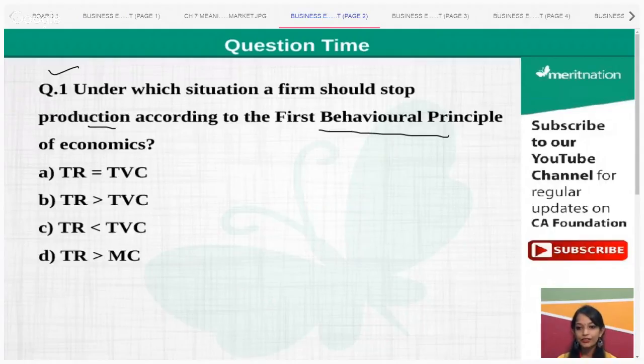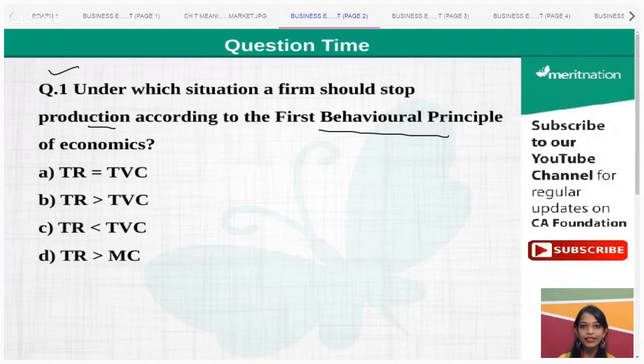Very refreshing evening to everyone. So guys, what is the correct answer? As per the first behavioral principle, in which situation should a firm stop the production? Komal, rethink the answer. Ritik, first answer the question, guys. Come on. When would a firm stop the production?